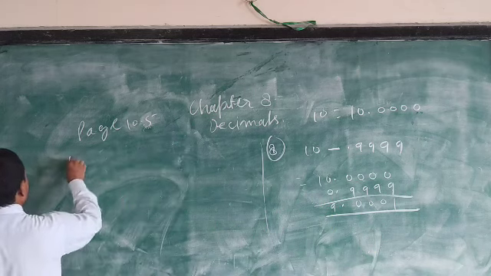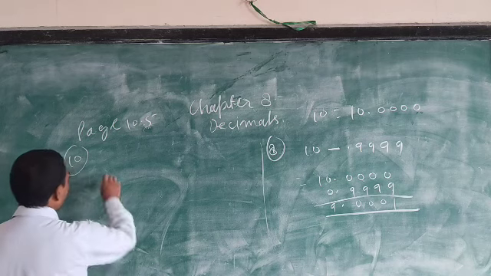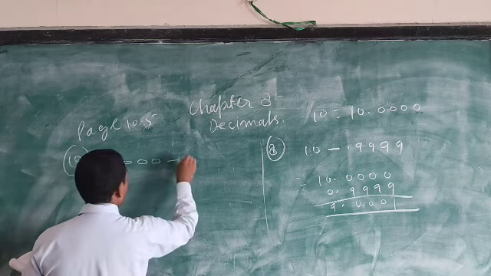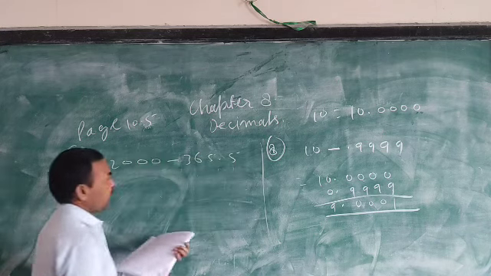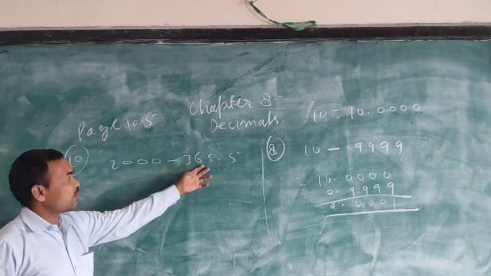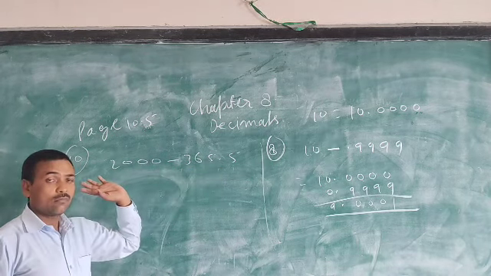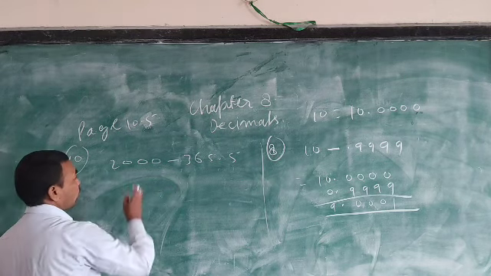Tenth one. Here subtract from 2365.5. You want to subtract about 366 from 2000. So you guess your answer. After solving, you can check it. So this is a decimal number, this is a whole number.